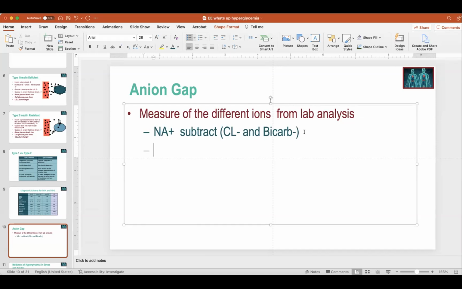Okay, so normally my sodium will be 140. And now I'm going to use a minus. My chloride will be 100, and I'm going to use a plus here, and my bicarb will be 26. So what that means is 140 minus 126, that difference is 14. So we're looking at the measured positives and the measured negatives, taking measured positive minus measured negative and looking at the gap.